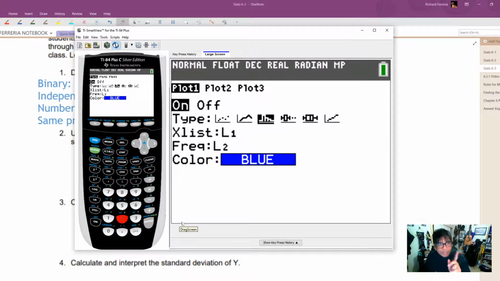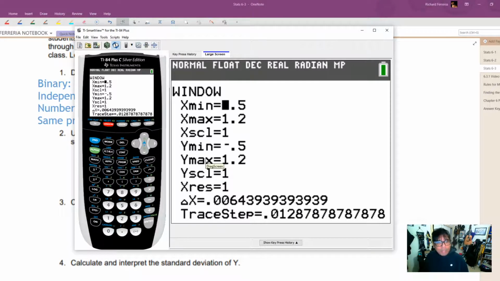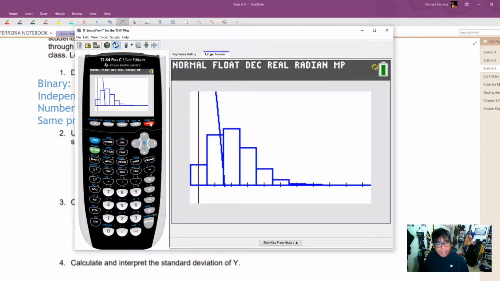Now, we're going to do something else special. We're going to go to Window, and our X-min is going to be 0.5. Our X-max is going to be 10.5, and we want each bar width to be 1. Now, as far as the height goes, we should probably make this negative 0.1, and I think the largest bar was probably 0.4, so let's make this 0.5, and let's see when we push graph how that looks. Yeah, that looks great. Looks like I have some calculus left over here. Let me get rid of that.